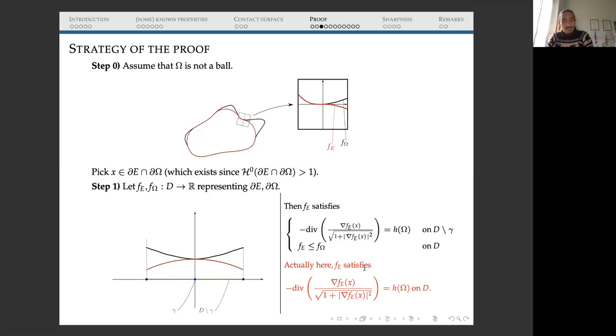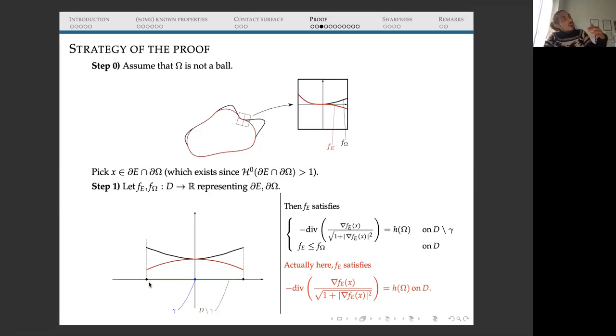Okay, so if gamma is big, I'm good. If gamma is too small, I can now run a strategy, because if gamma is small and I localize myself, I see the constant mean curvature equation up to a set gamma. But if gamma is small, now I remove the set gamma, so I see the constant mean curvature equation on the full D.